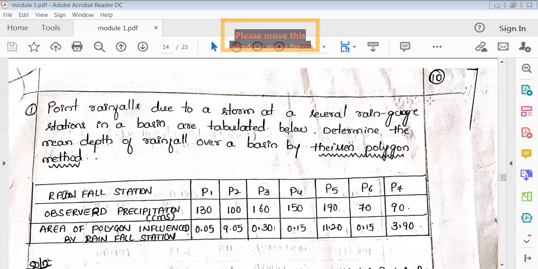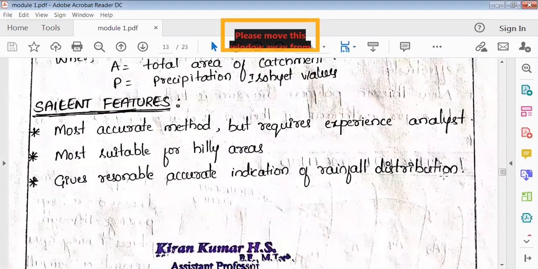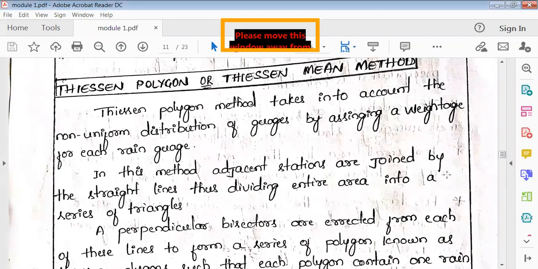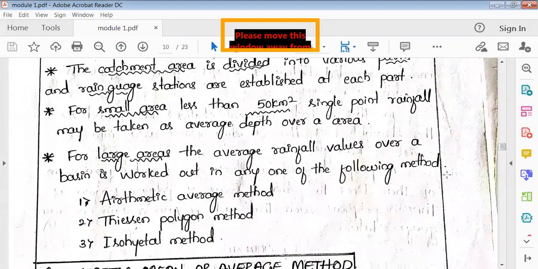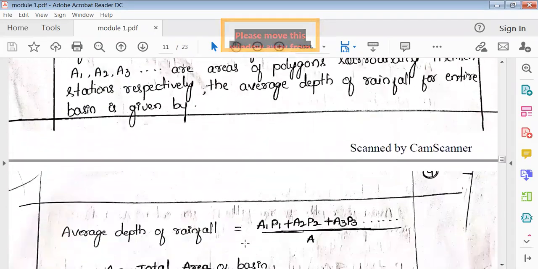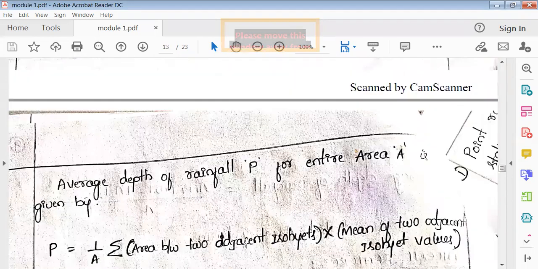Hello, everyone. In the last class, we discussed how to calculate the average precipitation of any given station. We have already discussed the three methods to find the average annual rainfall depth: the arithmetic average method, the Thiessen polygon method, and the isohyetal method. In today's class, we'll be solving problems on these methods.